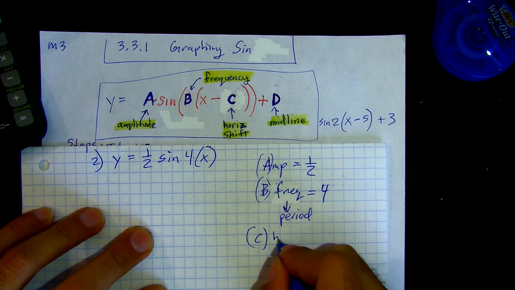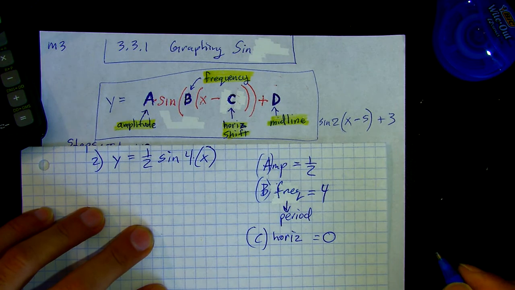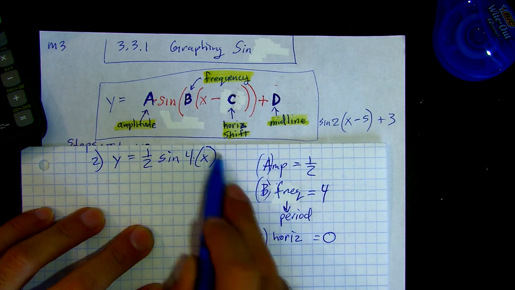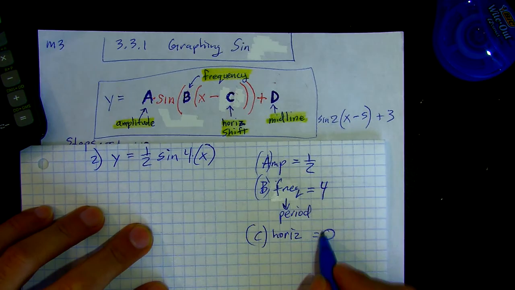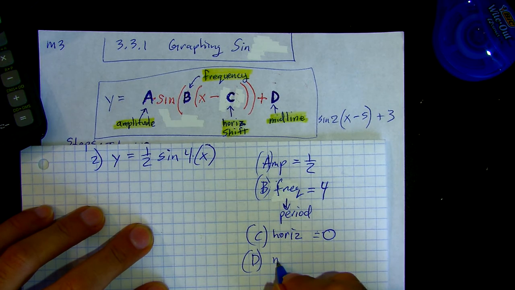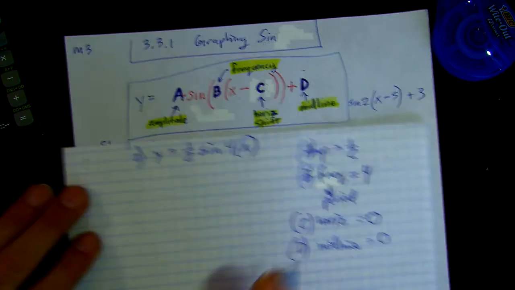All right, what else do we have? C, horizontal shift, 0. Nice. Because it's x plus 0. There's no other value in this expression with x, so the horizontal shift must be 0. Our C value is 0. Boom. D, that's our midline. The midline is 0. Ah, we got it. All right, let's graph it.